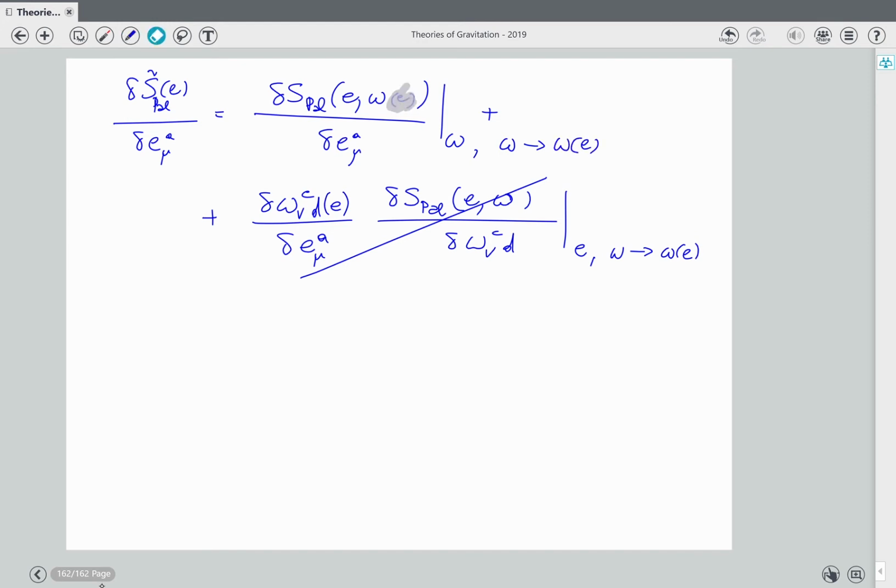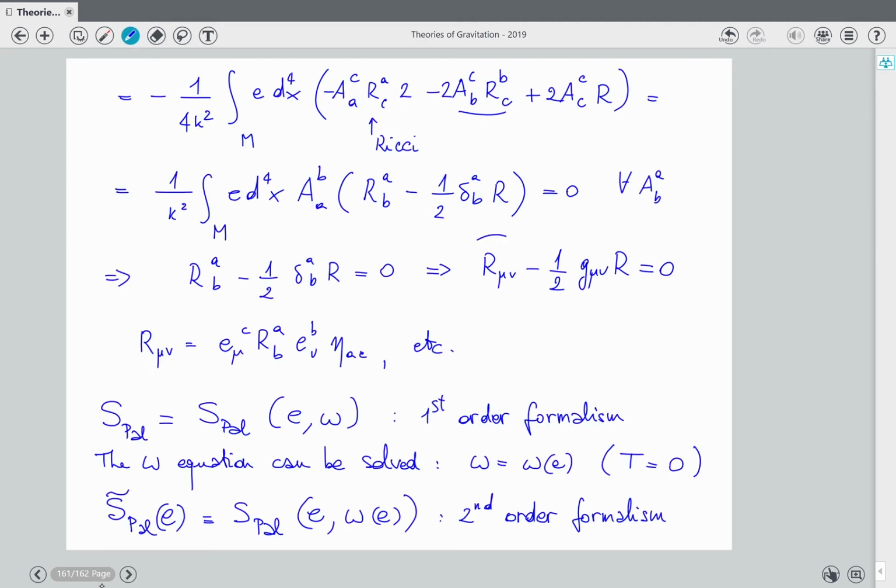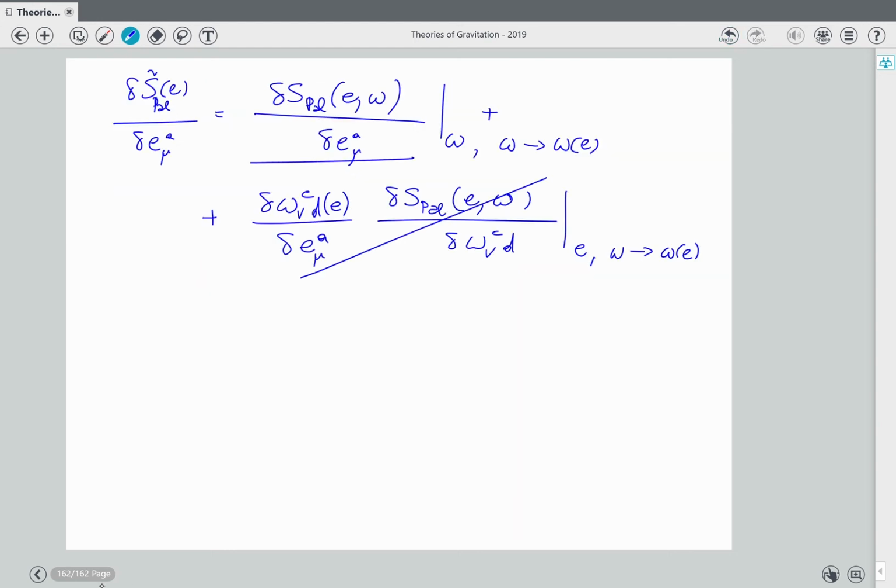Let me write it this way again. So that means that if you take the previous field equation, this one, and you insert the solution of the other field equation, the torsionless condition, you get a certain field equation, which is the final one, but you get the same here. That's written in this notation. So the two formalisms give the same equations.